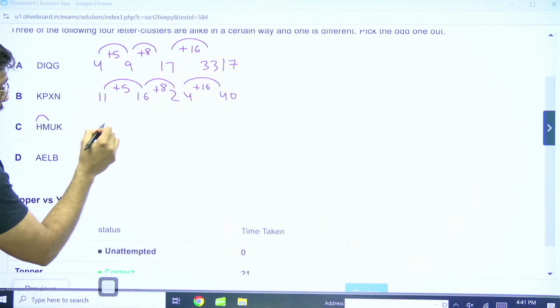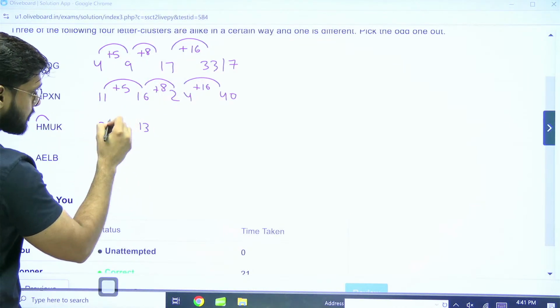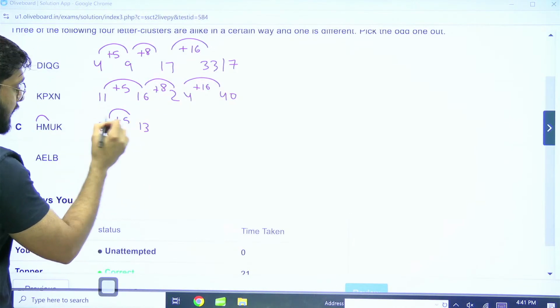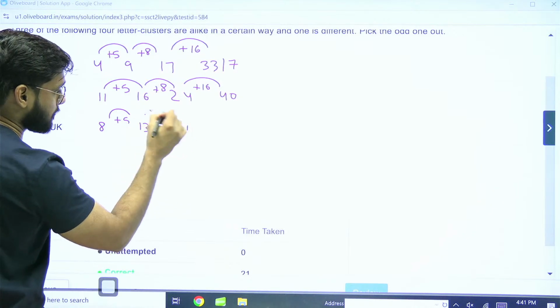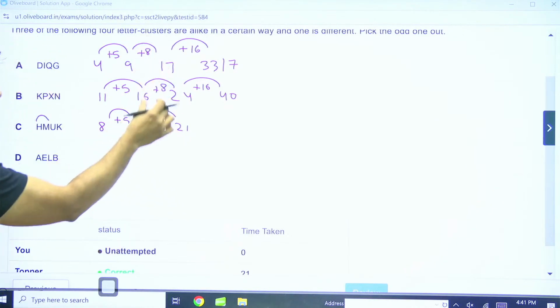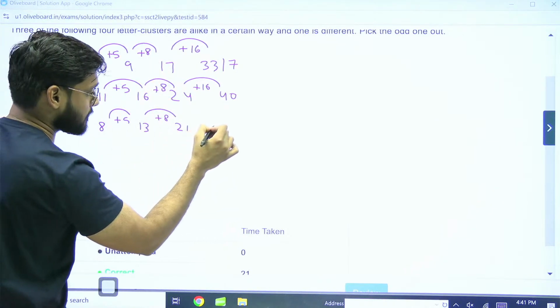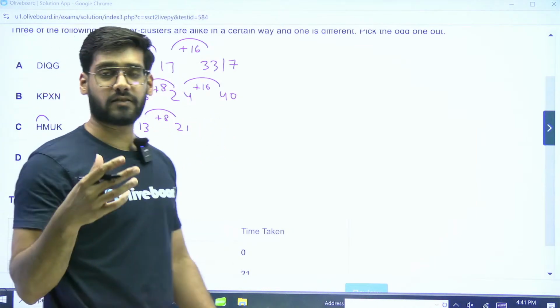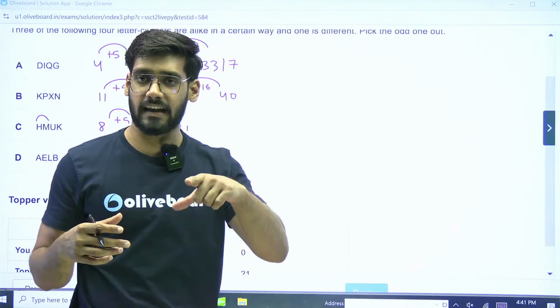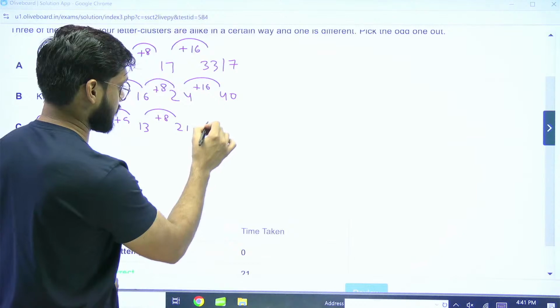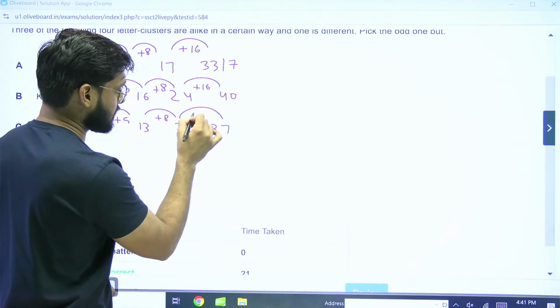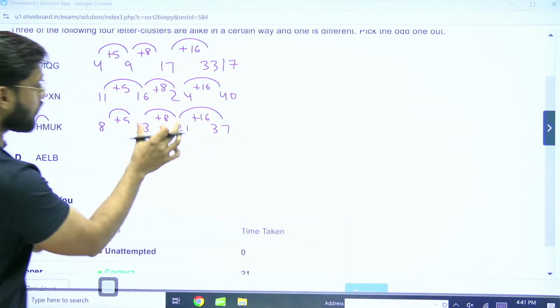H to M: H is 8, M is 13, plus 5. M to U: U is 21, plus 8. Same logic is applied. U to K: K comes at which number? Z is 26, K is 11, 26 plus 11 is 37. So 21 to 37 is plus 16. Same logic is used in all of these.